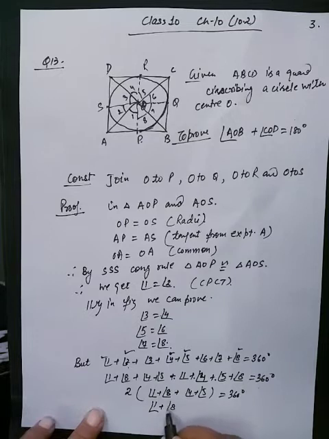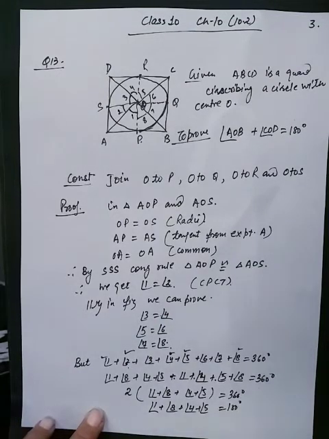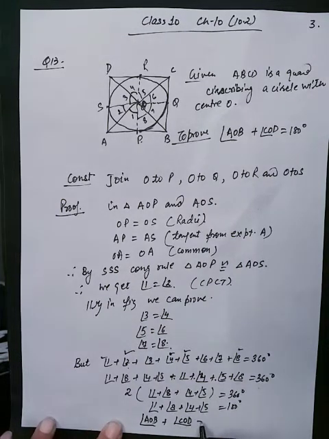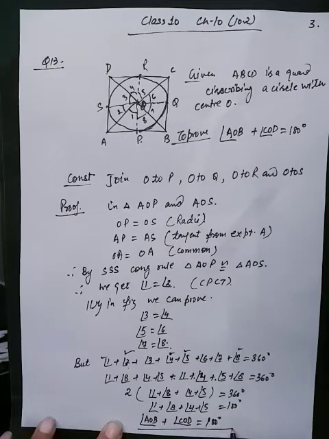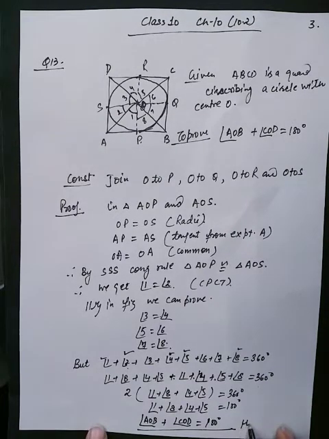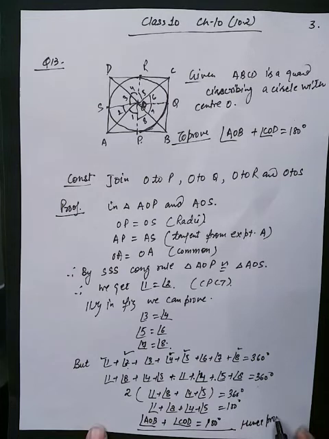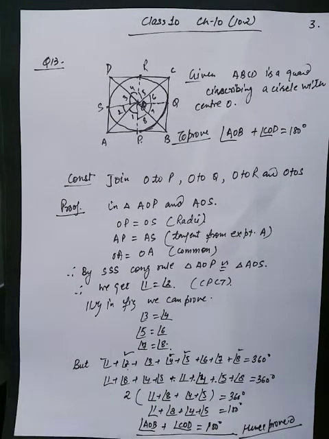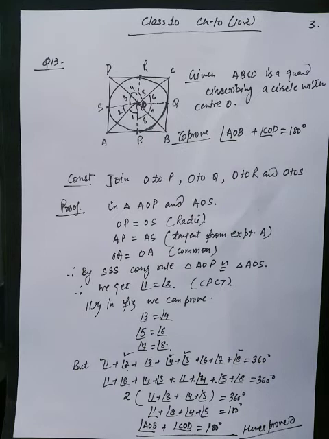And we get angle 1 plus 8 plus 4 plus 5 is equal to 180 degree. And in figure, angle 1 plus 8 is angle AOB, and angle 4 plus 5 is angle COD. So we get the sum of angles subtended by opposite sides at the center of the circle as 180 degree. Hence proved. Similarly, we can prove for another pair, that is AOD plus BOC.